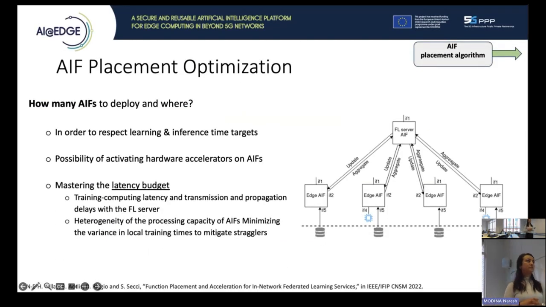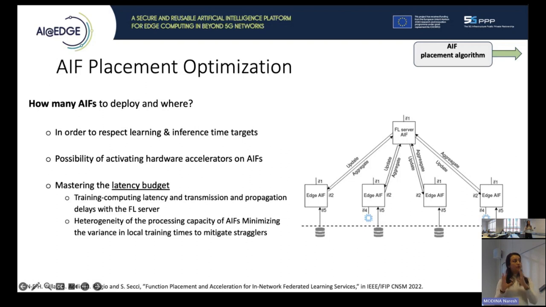So I'm going back to the general architecture of federated learning. We have here one FL server IAF and a set of edge IAFs that will be receiving data from external nodes, for example. The goal here is, as I said, to decide on the number and the placement of these edge IAFs. We also propose the possibility of choosing some nodes with hardware acceleration in order to also decrease this training time.